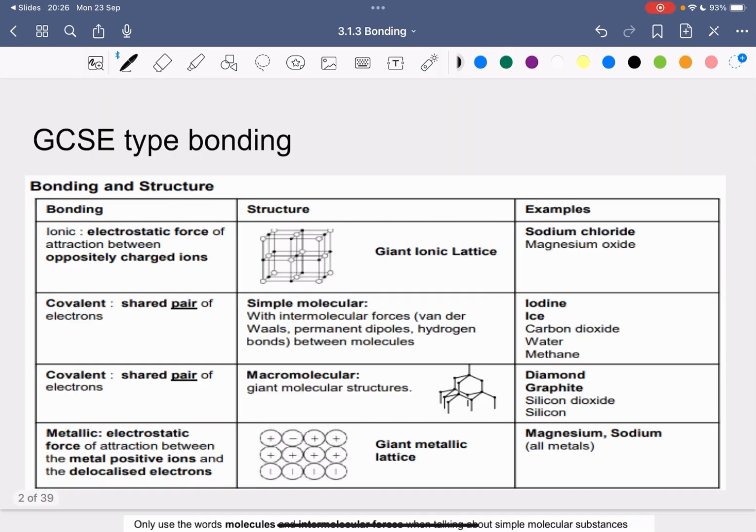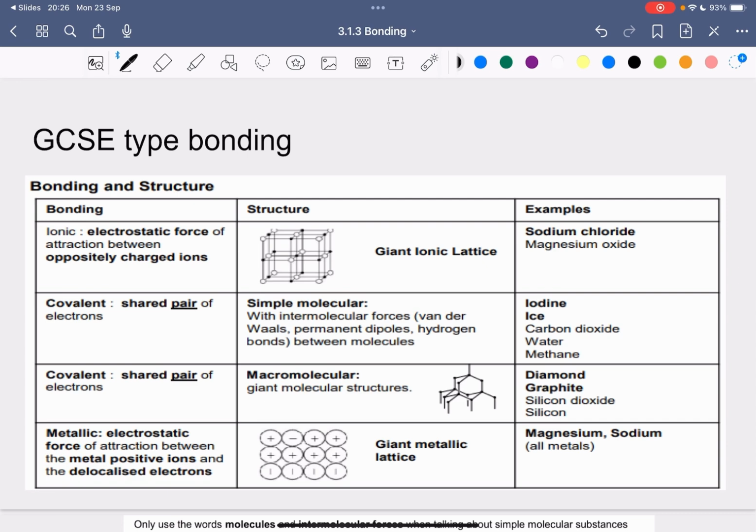Okay, so the first bit's kind of easy. So we're just going to go through the different types of bonding, just like in GCSE. So the first type we're going to go through is ionic. Okay? And this is a strong electrostatic force of attraction between oppositely charged ions.